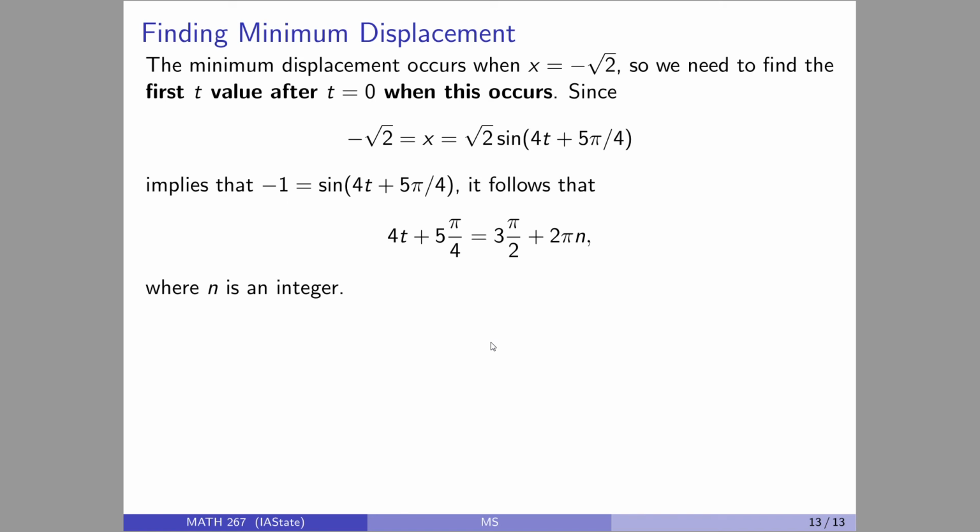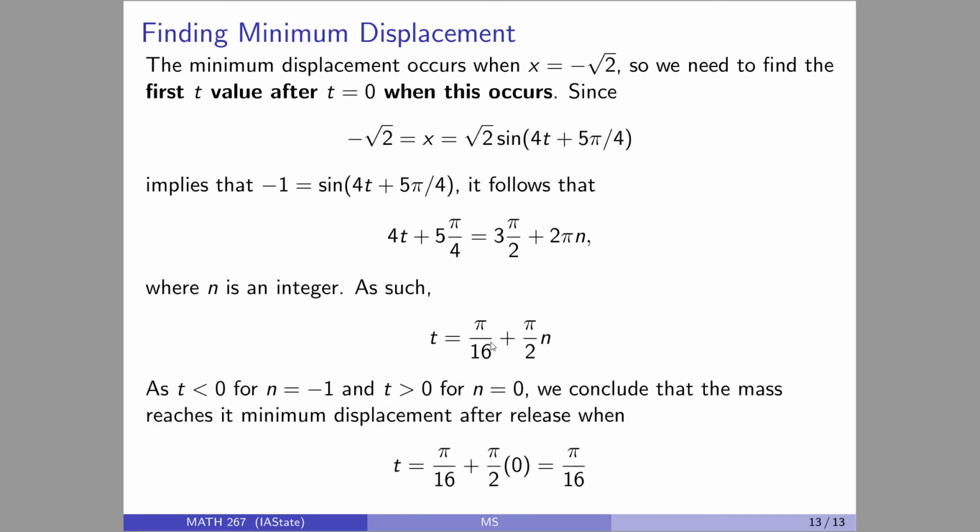Again, we can solve for t. It's pi over 16 plus pi over 2 times n. So we plug in integers trying to find the n value that gives the first time a positive t occurs. At n equals negative 1, pi over 2 is bigger than pi over 16, so that goes negative. But at n equals 0, t is positive, so that is the first time we hit the t value we want. So we conclude that the mass hit the minimum displacement at pi over 16.